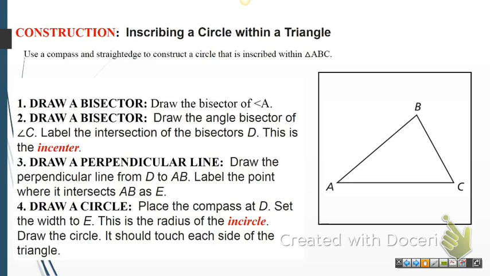So for my construction, for inscribing a circle within a triangle, right, I'm inscribing. That's the clue right there. If you're inscribing, then you want the incenter. And if you want the incenter, then you're working with angle bisectors.